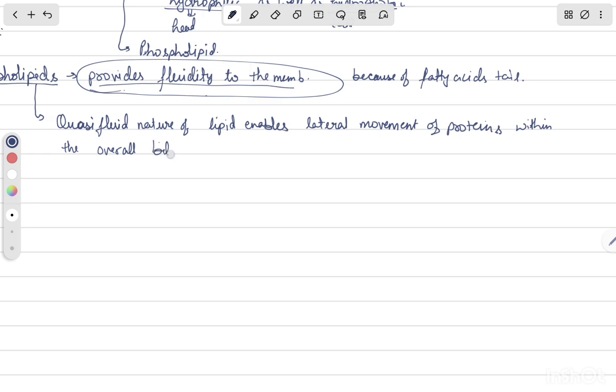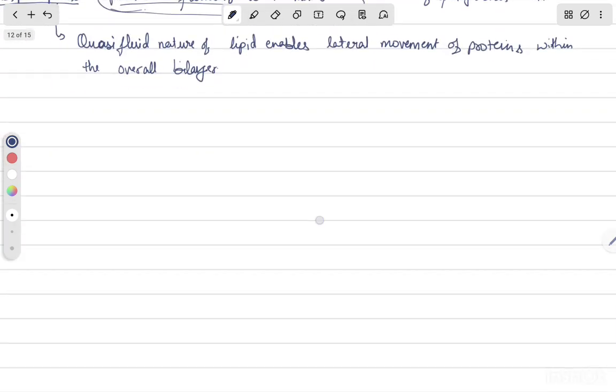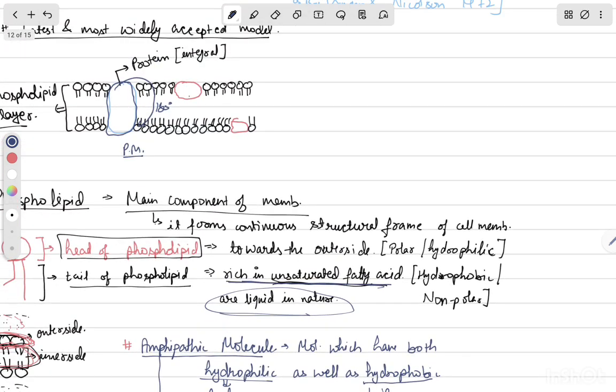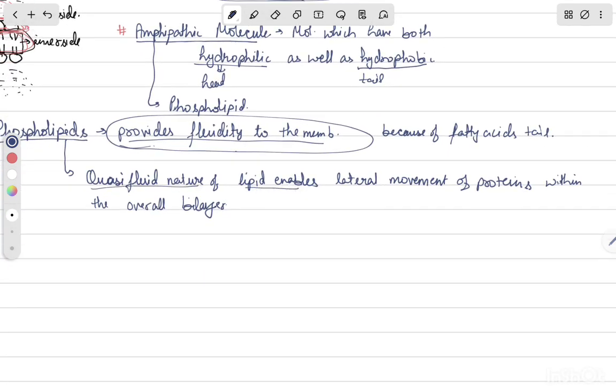Now, what do you understand by lateral movement of protein? Suppose this is the structure of the plasma membrane, right? The fluid mosaic model of the plasma membrane. That is a protein. If I rotate the protein about 180 degrees, this rotation is the lateral movement, and this lateral movement is provided by the fluid or flexible nature of this lipid. If these lipids were always fixed in a position, then this movement would not be possible, right? So the quasi-fluid nature of lipid enables lateral movement of protein within the overall bilayer.